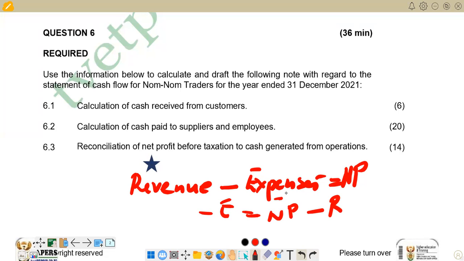So if you interchange this formula again, it will become negative expenses is equal to negative revenue. Then we add our net profit, since our net profit is positive here. So we are going to leave it like this. So the first part of the calculation of cash paid to suppliers, we are going to employ this formula here. We're going to start with revenue as a negative figure.